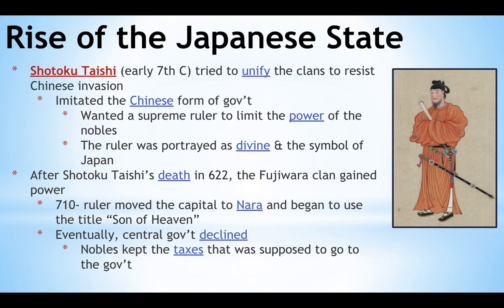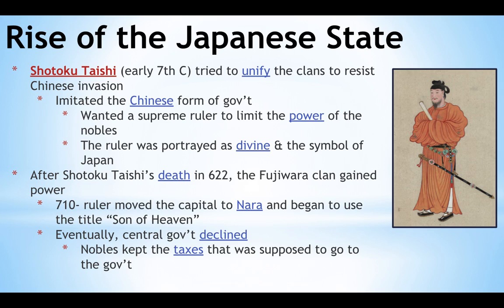So Shotoku Taishi in the early 7th century tried to unify all the clans. The reason for that is they wanted to resist Chinese invasion. Now, what he's going to do is imitate the Chinese form of government. Remember, they have an emperor, and so he wanted a supreme ruler to limit the power of the nobles. And this ruler was portrayed as divine and the symbol of Japan.